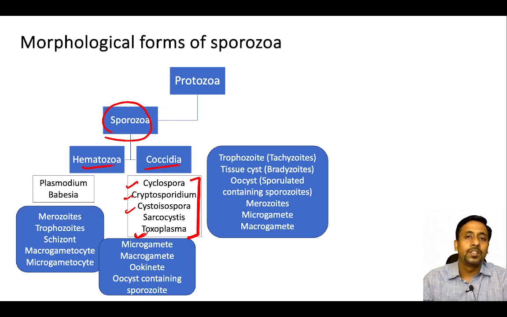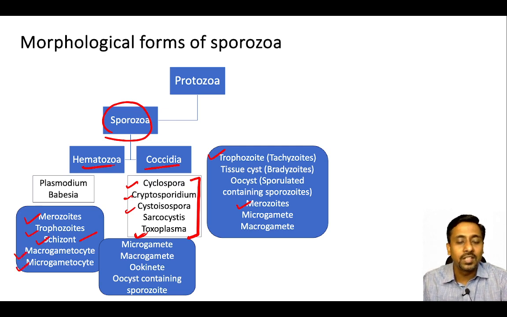Okay, so the morphological forms seen among them are somewhat common, overlapping. So just see what is common in them. First, merozoite is present in hematozoa, and merozoite is present in coccidia. Trophozoite is present in hematozoa, and trophozoite is present in coccidia. Schizont is present in hematozoa but not in coccidia. So schizont is only present in hematozoa. Macrogametocytes and microgametocytes are also not present in coccidia. However, the microgamete and macrogamete are present in coccidia.